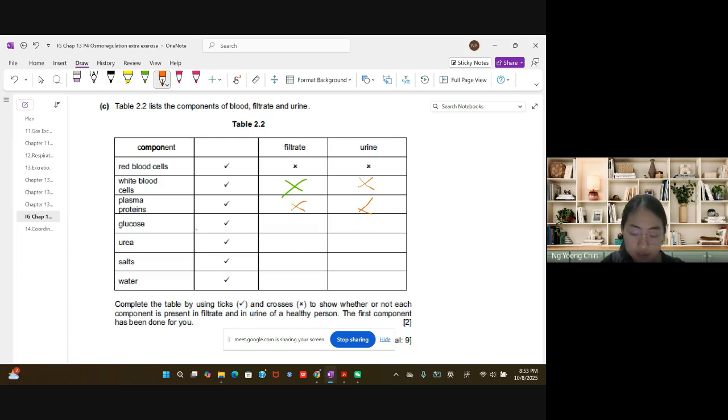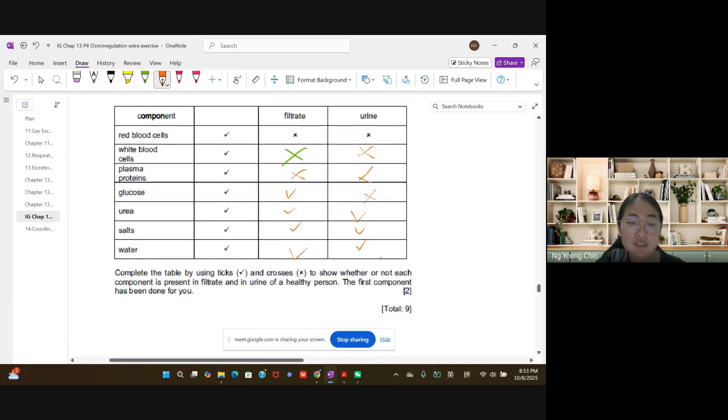Okay, glucose inside the filtrate, they have it. But in the urine, they won't have it because it will be 100% reabsorbed by the proximal convoluted tubule. How about urea? Urea in the filtrate, right? Yes, they have it. Okay, in the urine, yeah, they have some of it. Then how about the salt? Salt in the filtrate, yeah, they have this also. So both filtrate and urine have the same equal amount of salt. Okay, and the water, yeah.